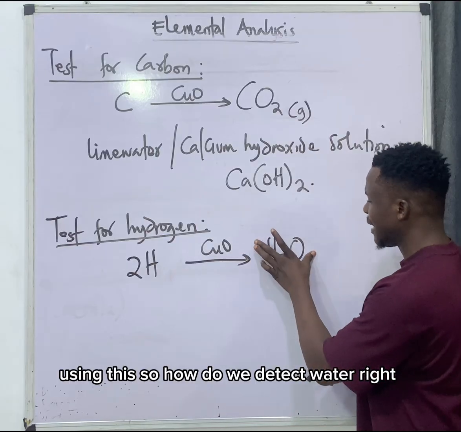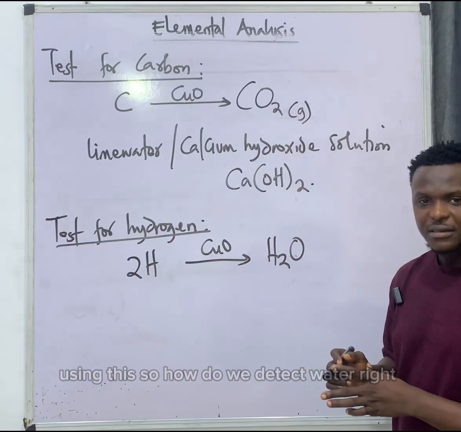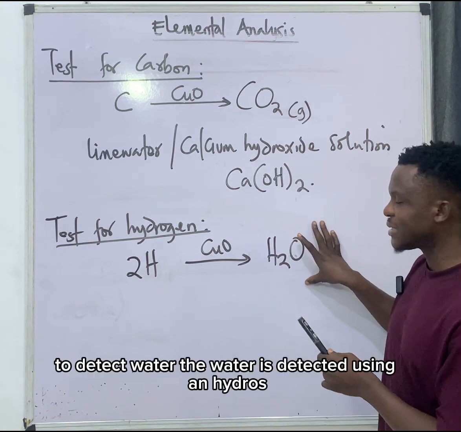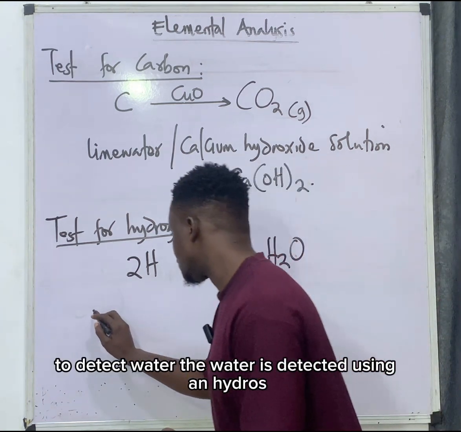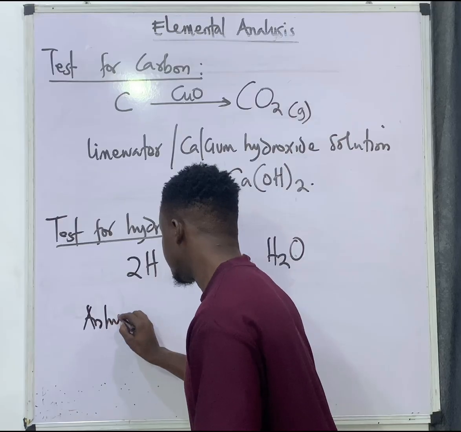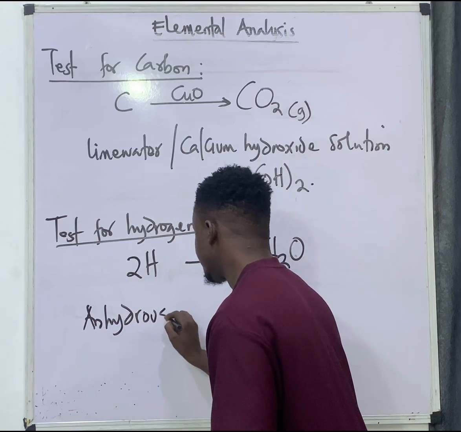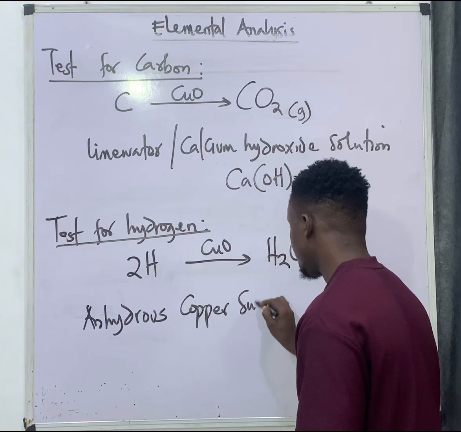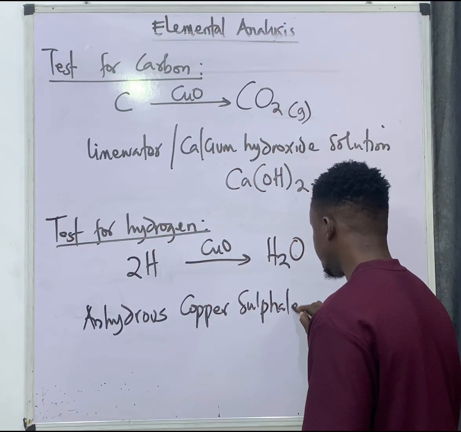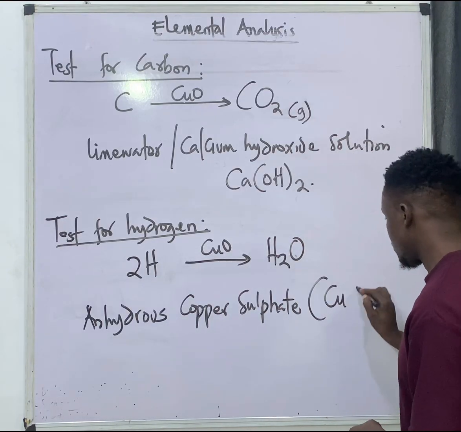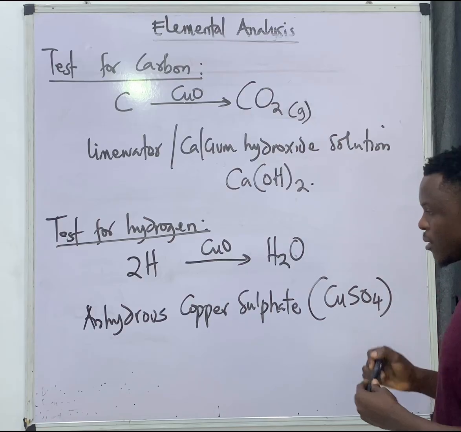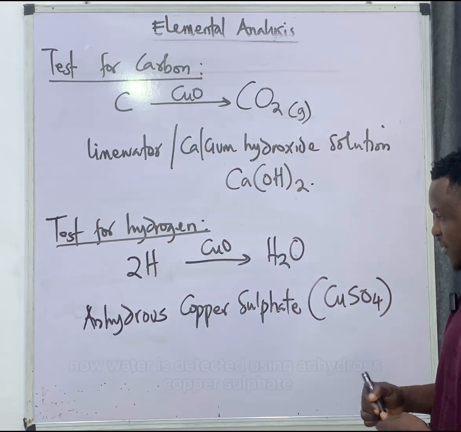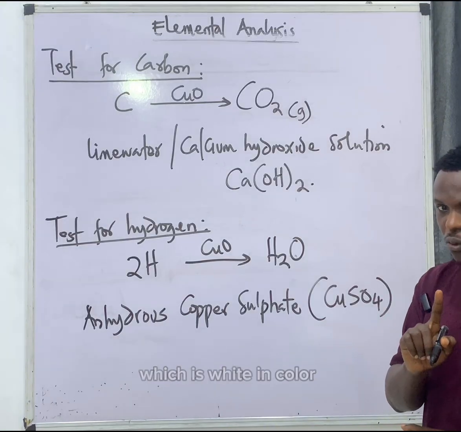So how do we detect water? This is basically what we are going to use to detect water. Water is detected using anhydrous copper sulfate, which is white in color.